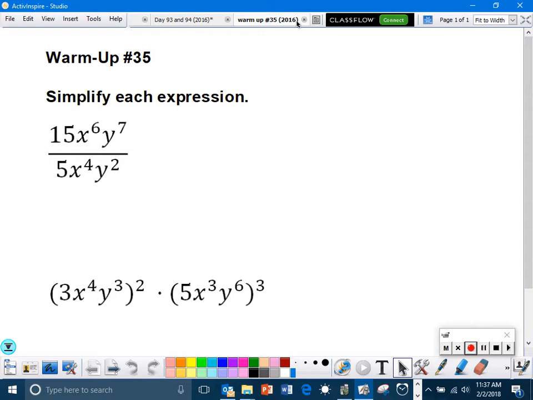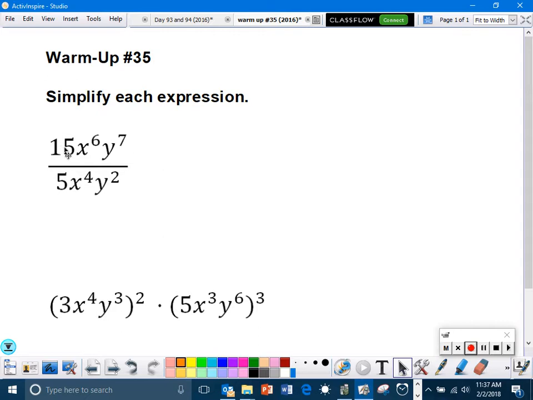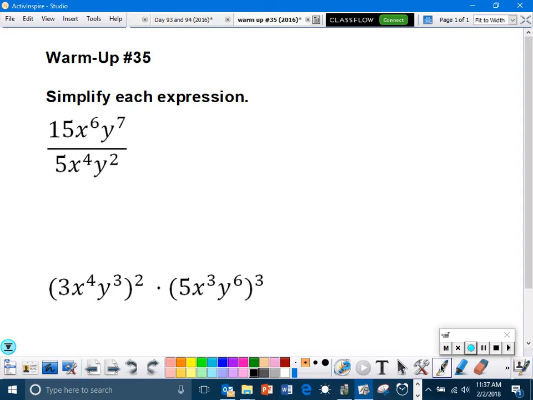So, like this first problem, we have 15 over 5. Those are not exponents. Okay? So don't get a mind freeze here and start doing all kinds of weird things. That's 15 divided by 5. 15 divided by 5 is 3.